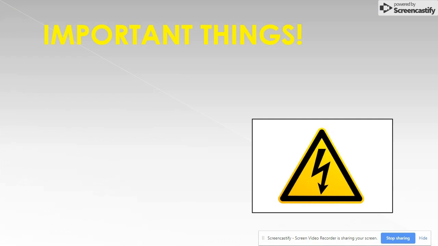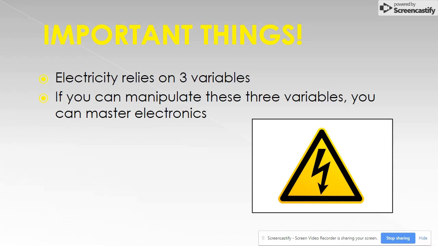In every electrical circuit, there are three things at work that control how the electricity flows. Understanding these three variables and how they work together will give you a much stronger understanding of how electricity works. These variables are voltage, current, and resistance.